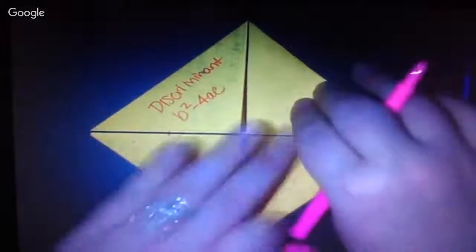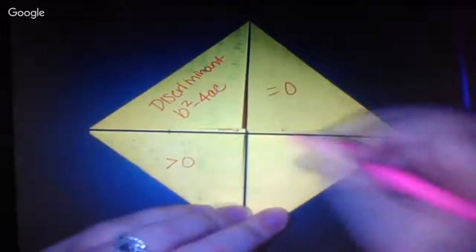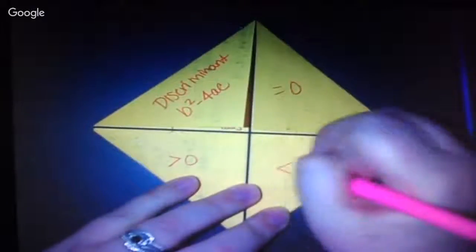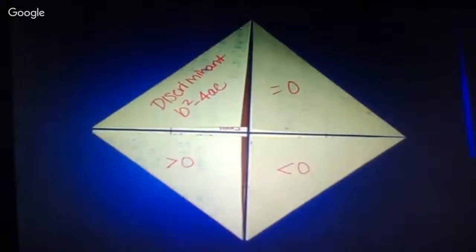Does it matter what side we put it on? Yes. Okay, so underneath that first flap is where I introduced the discriminant. So on the outside, I wrote what your discriminant was. In the bottom left corner is where we did the example where I ended up with a solution that was greater than 0. In the top left, my discriminant equaled 0. And in the bottom right, my discriminant was less than 0.